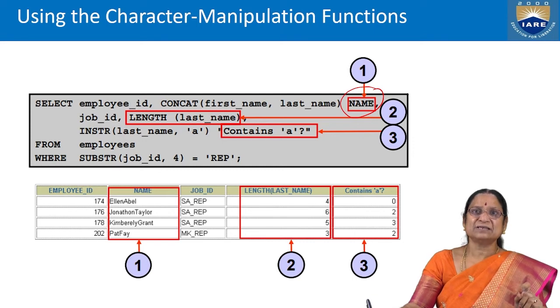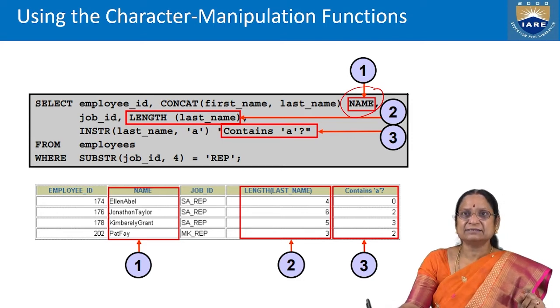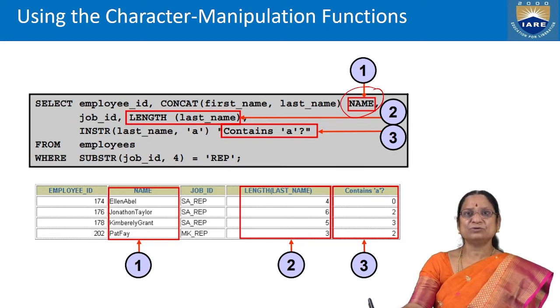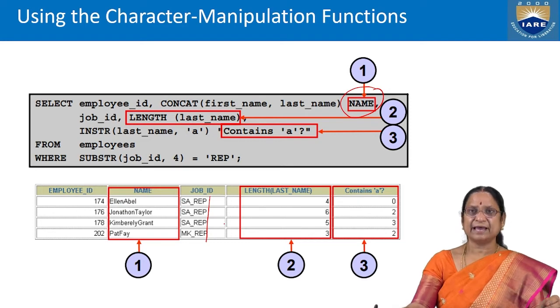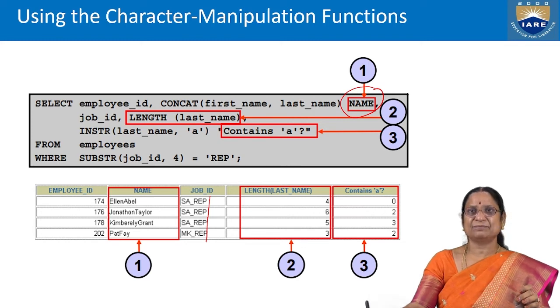So where substring of job ID, 4 is equal to REP. Job ID, 4 means the last letters are REP. Wherever the REP substring is there, only for those job IDs we have to do this process. You observe here, job IDs are SA_REP, MK_REP, etc. For all those, the manipulations were made.